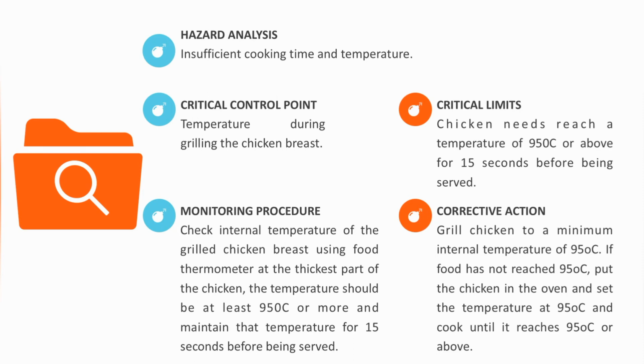Monitoring procedure: check the internal temperature of the grilled chicken breast using a food thermometer at the thickest part of the chicken. The temperature should be at least 95 Celsius or more. Corrective action that can be taken is to put the chicken in the oven and set the temperature at 95 Celsius and cook until it reaches 95 Celsius or above.